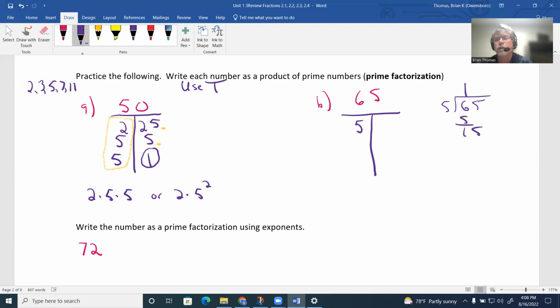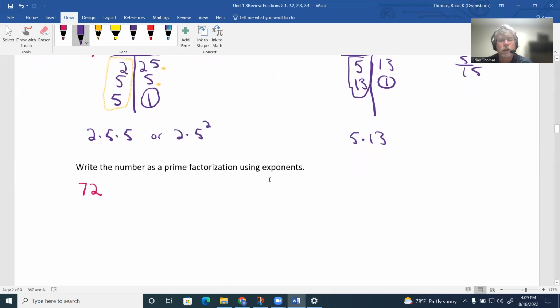And 5 goes into 65 13 times. And we noticed that 13 was a prime number that we saw earlier. So we know that 7 and 11 aren't going to work, and 13 will. 13 will go into 13 one time. So when I get that 1 there, I'm done. So my prime factorization is actually this left-hand side. So my product or prime factorization is going to be 5 times 13. Okay.